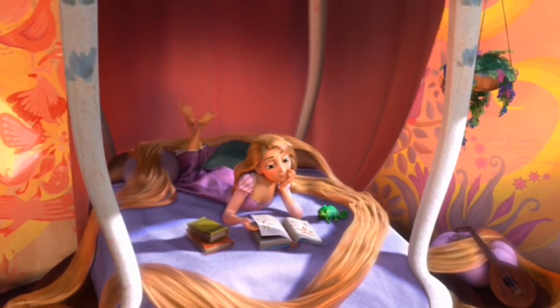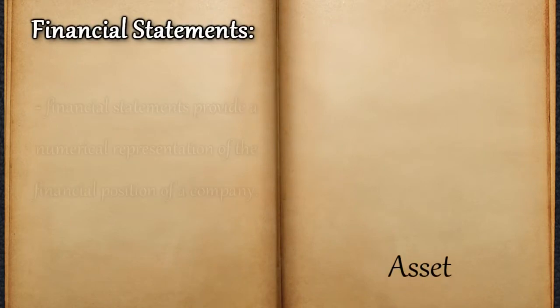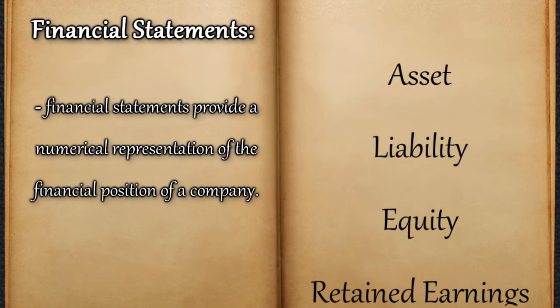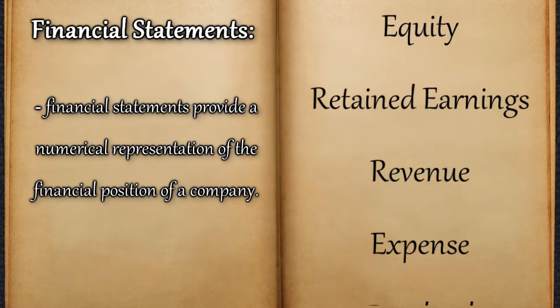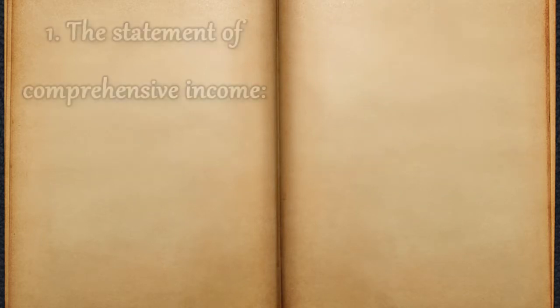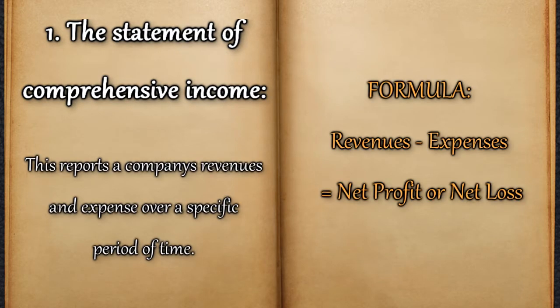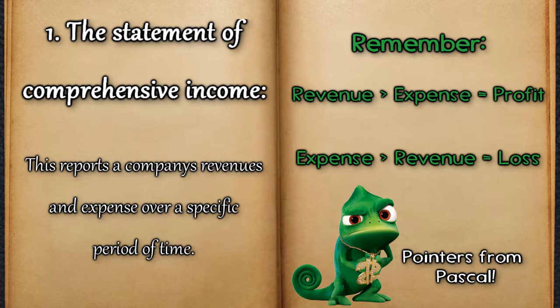Rapunzel opened to Chapter 1, Financial Statements. It read, "Financial statements provide a numerical representation of the financial position of a company." Rapunzel soon learnt that there were 4 financial statements. 1. The Statement of Comprehensive Income. This reports a company's revenue and expenses over a specific period of time.